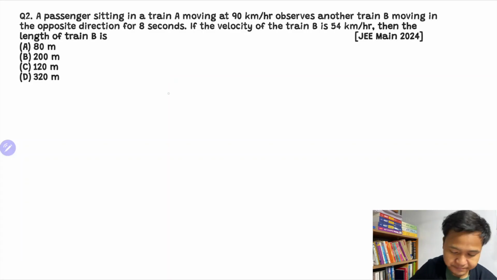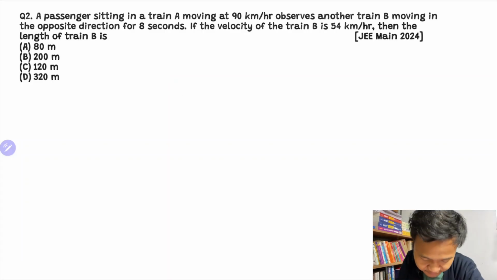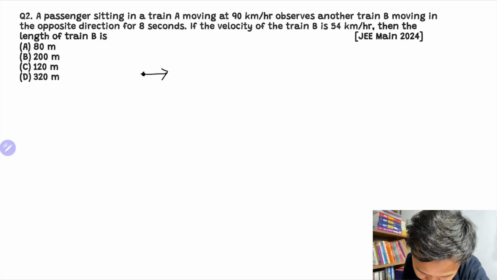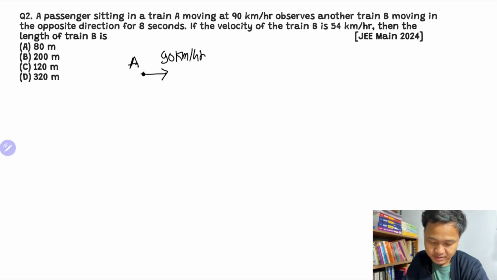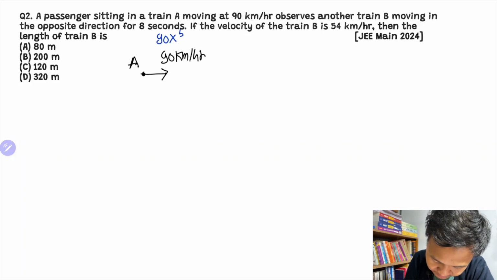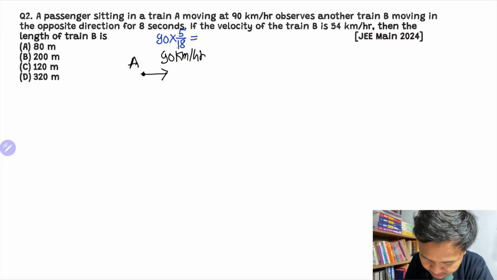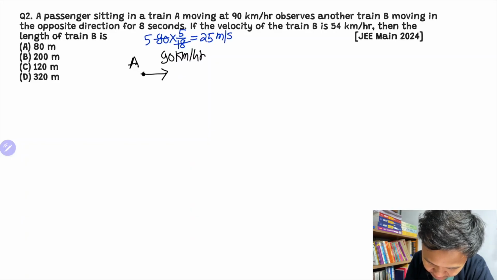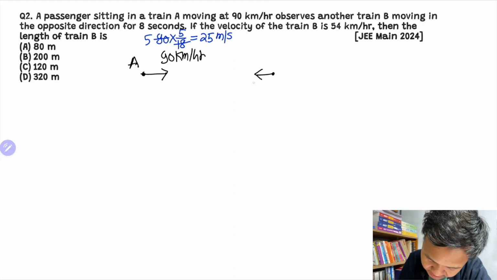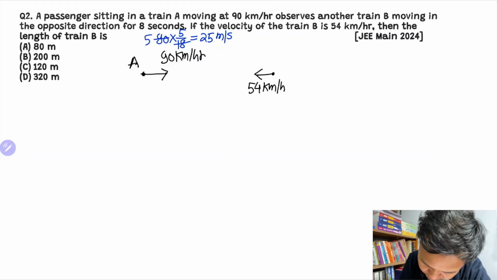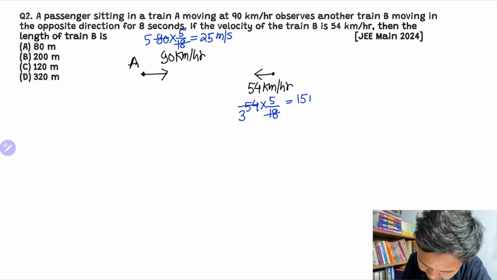Here you have train A moving with 90 kilometer per hour. So 90 into 5 by 18, which is 25 meter per second. Then you have another train B approaching train A at 54 kilometer per hour. So 54 into 5 by 18, which is 15 meter per second.